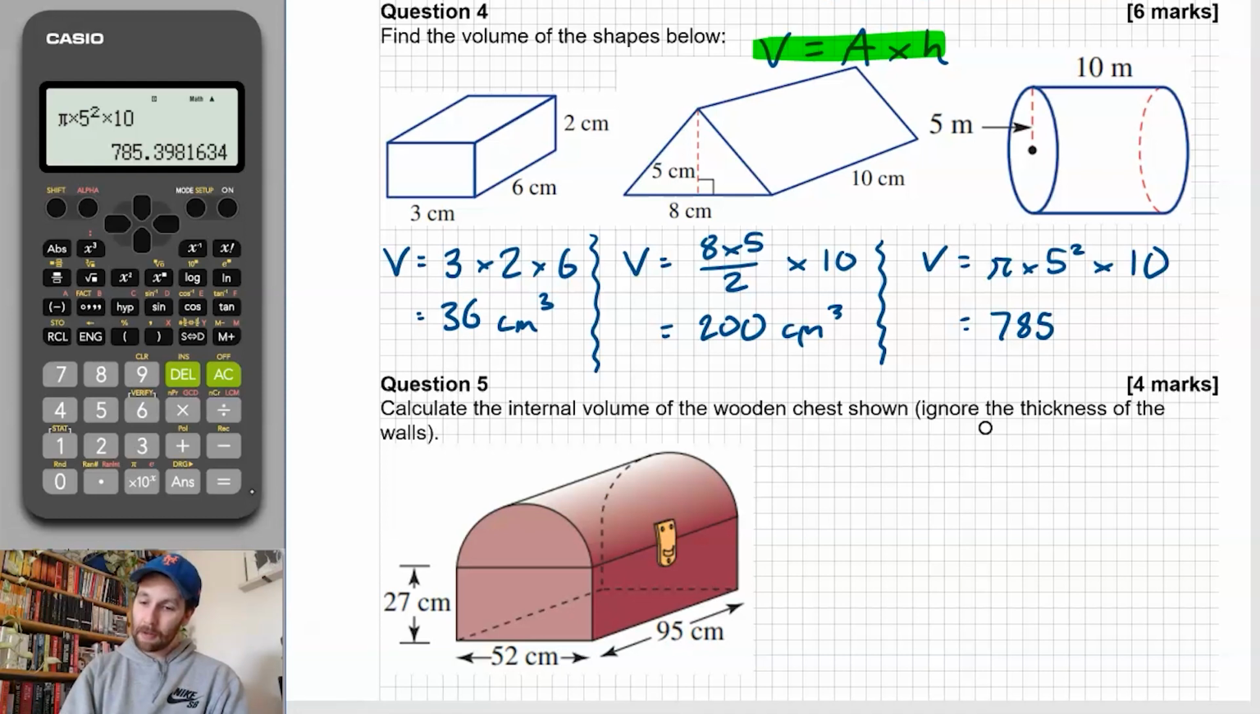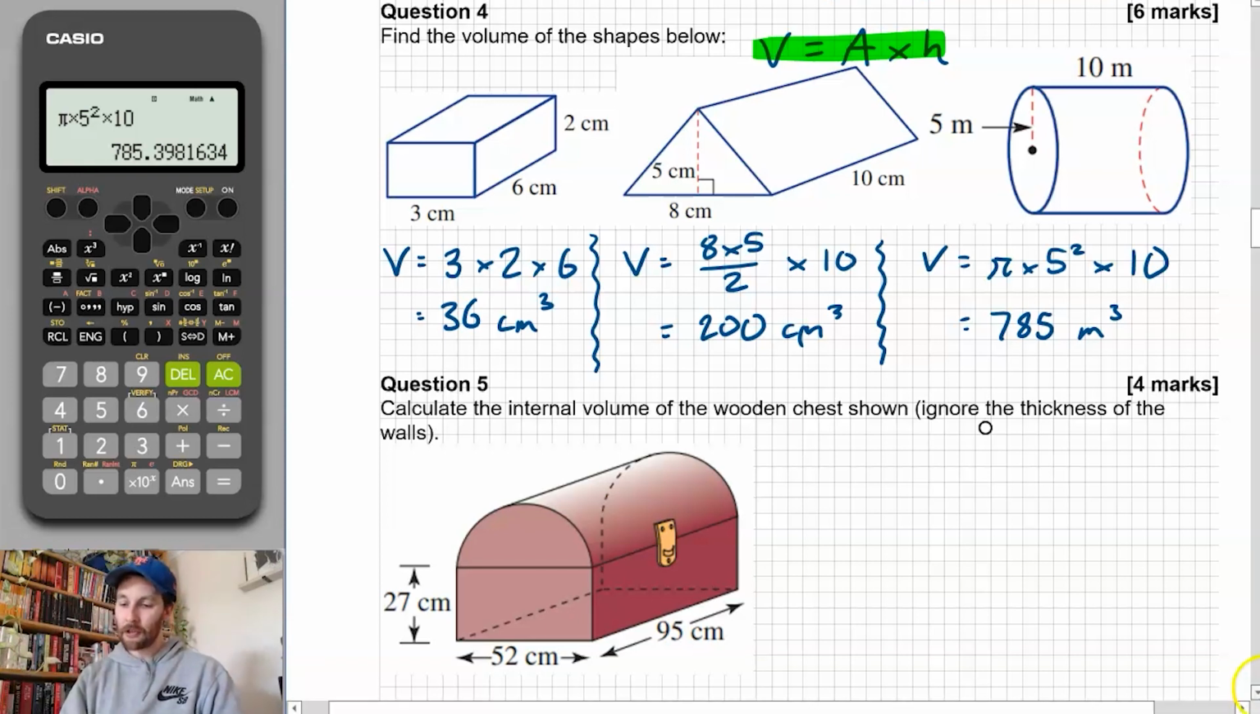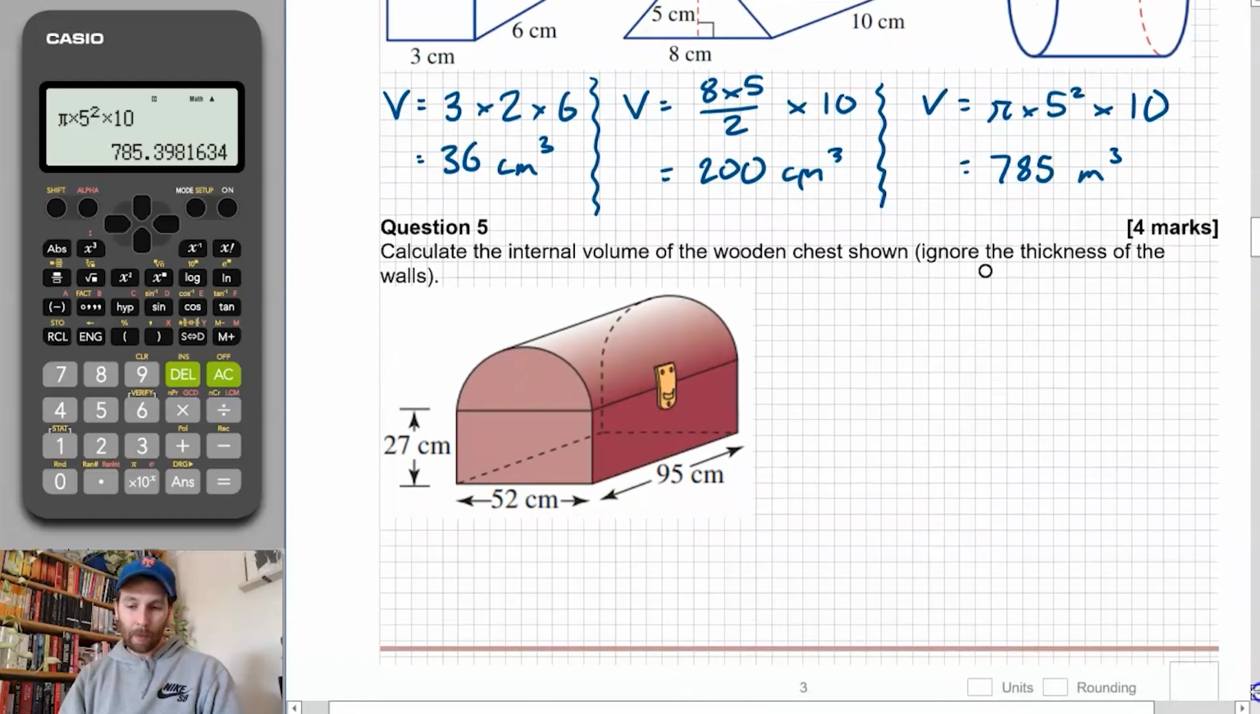That's a big cylinder, meters cubed. Wicked. So yeah, for volume, just figure out what your cross section is, find the area of that, and then multiply it through by the height of the shape. Right, let's keep going. We're motoring along.